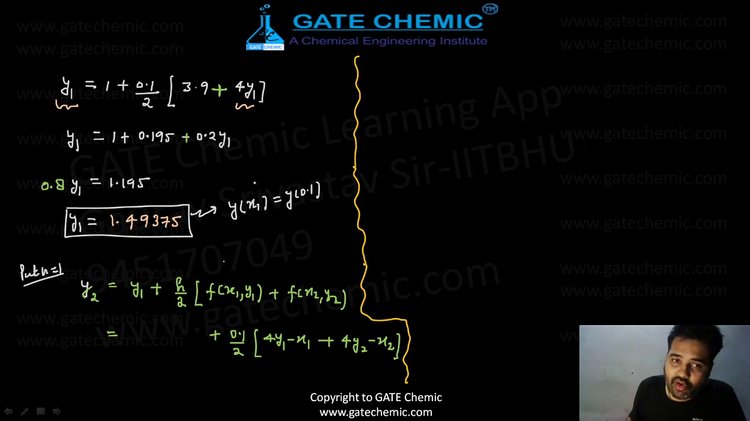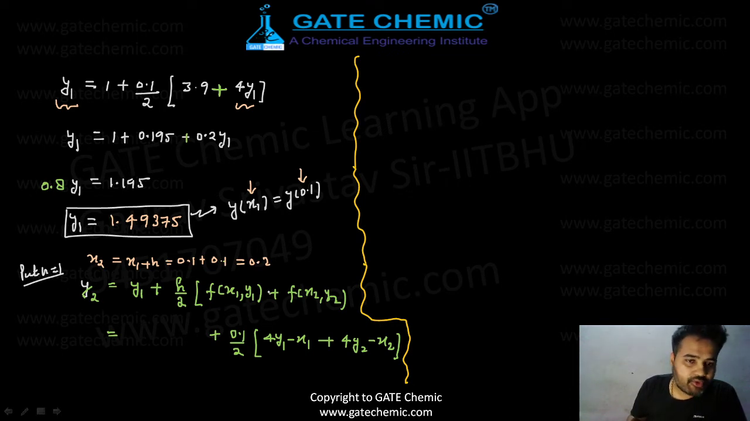This is the value of y at x equals to x1, and x1 is what? X1 was 0.1. Now calculate x2, because you have to calculate y at x equals to 0.2. This is y at x equals to 0.1, and our h value is 0.1. That means you need one more time calculation. So x2 is x1 plus h. So x1 was 0.1, h was 0.1, so here x2 will be 0.2 beta.